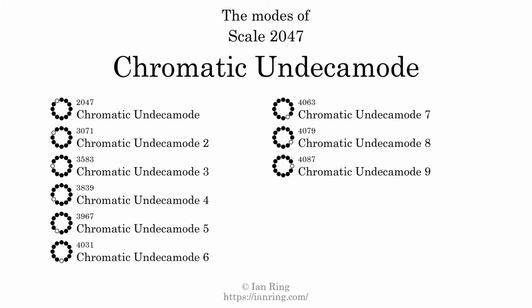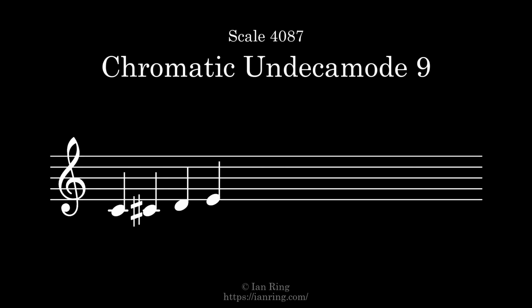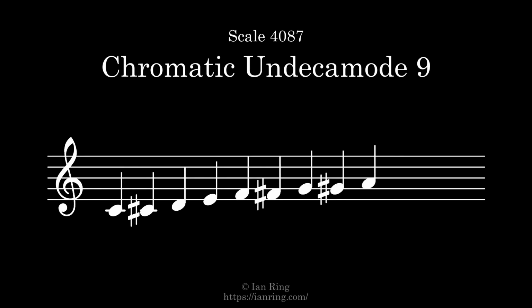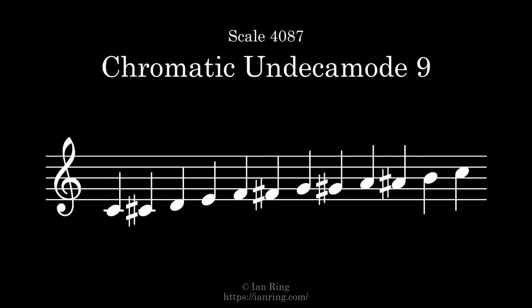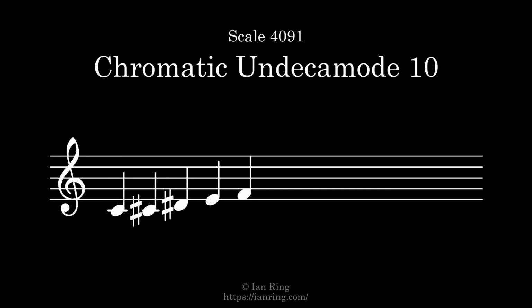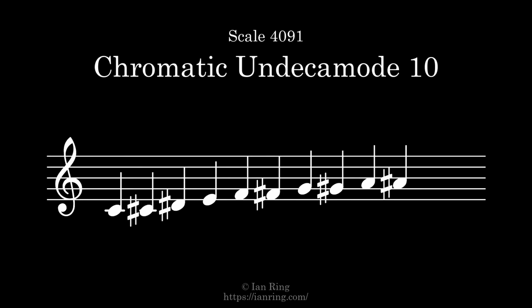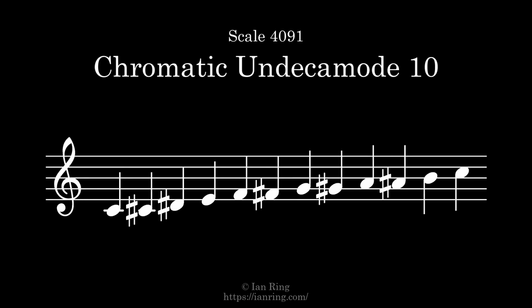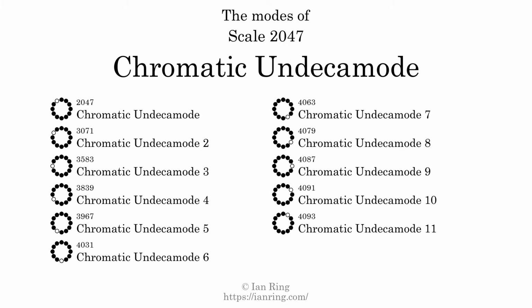The ninth mode is scale 4087, also known as Chromatic Undecamode 9. It sounds like this. The 10th mode is scale 4091, also known as Chromatic Undecamode 10. It sounds like this. The 11th and last mode is scale 4093, also known as Chromatic Undecamode 11. It sounds like this.